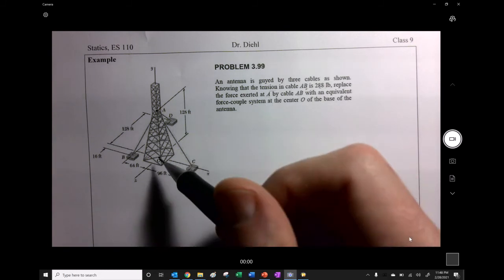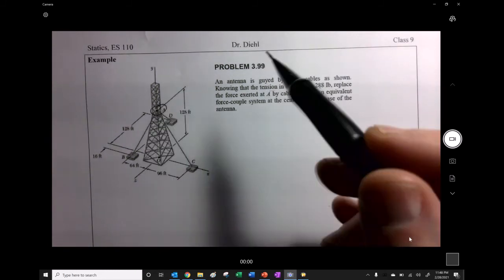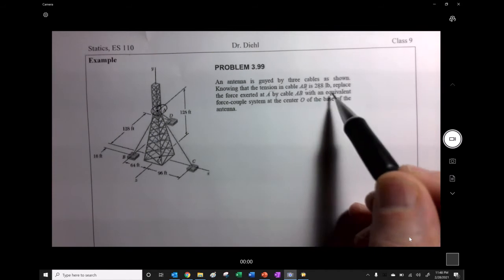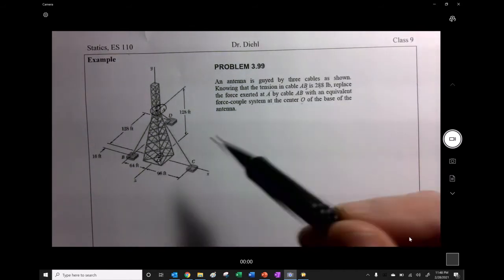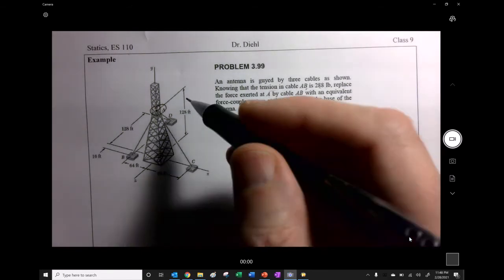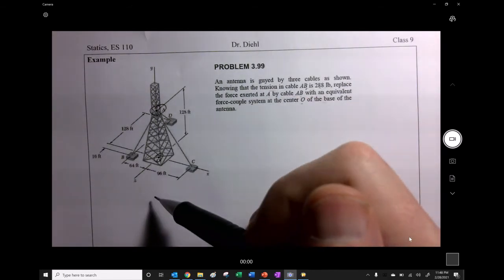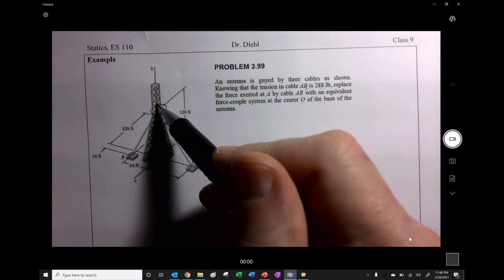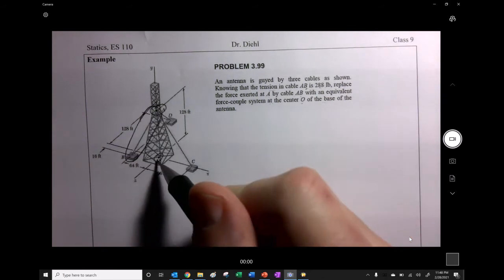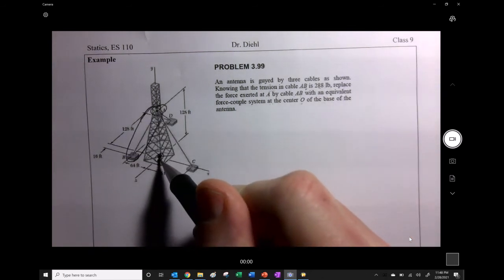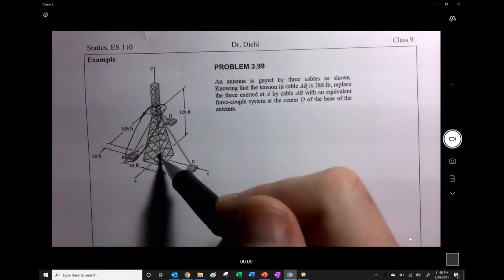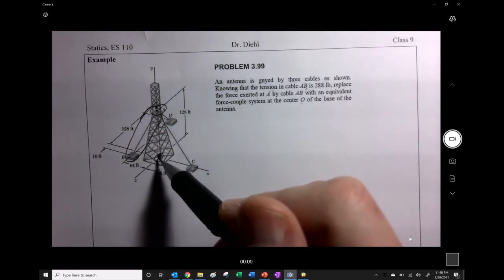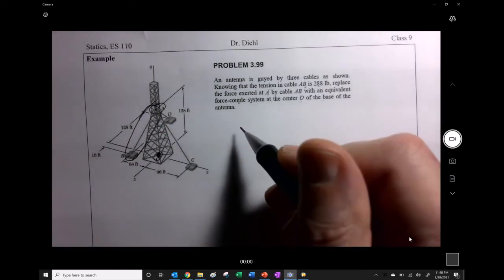at A, right here, by cable AB with an equivalent force couple system at O, right here, at the base. So what we're really doing is we're just removing one cable. We're removing this cable and putting an equivalent force and a couple down here at the bottom. If there was some means of us wanting to get rid of the cable and instead replace it with something, that would be our motivation.